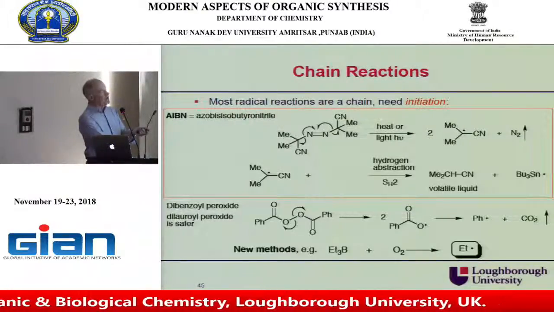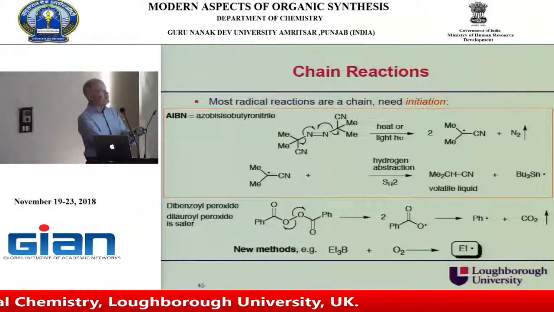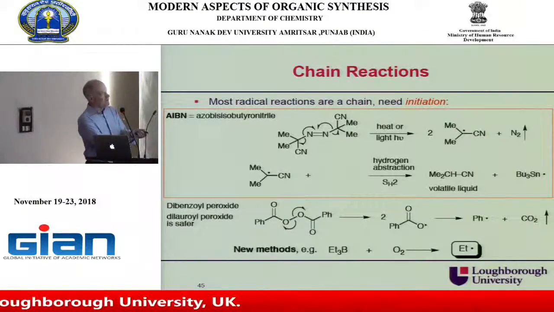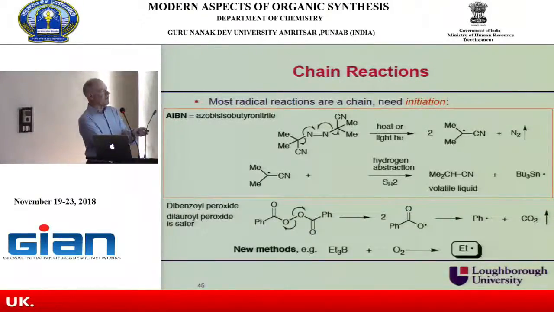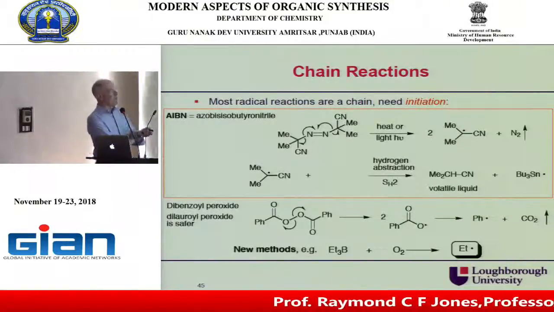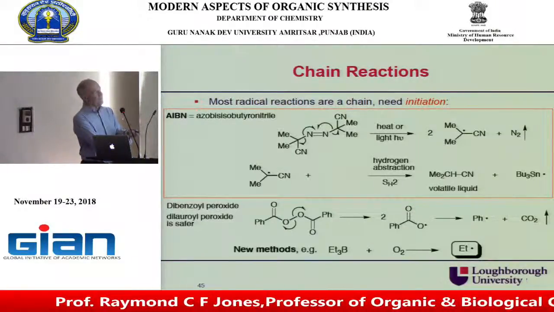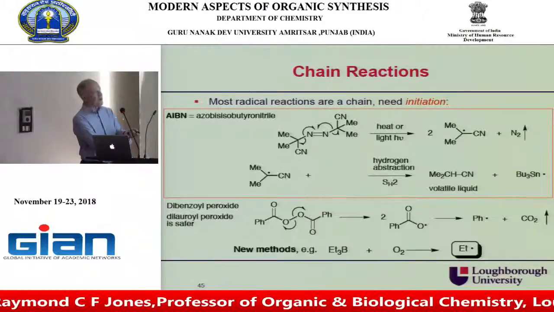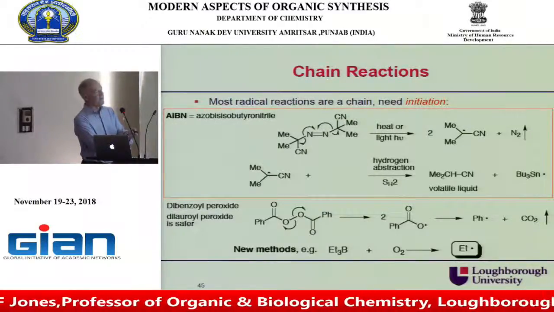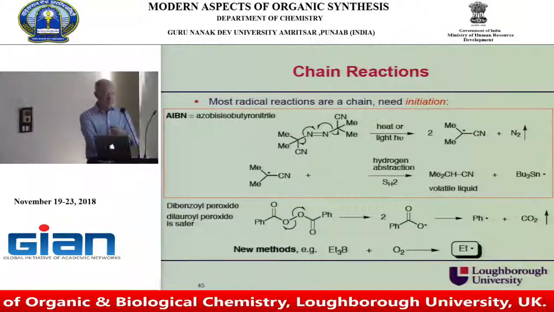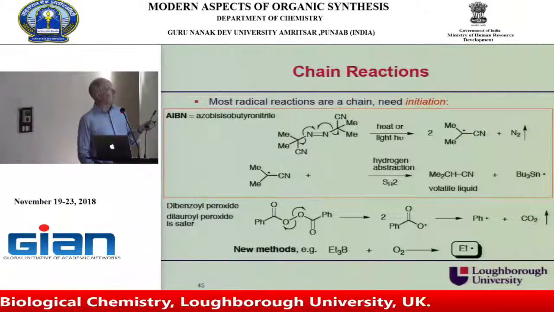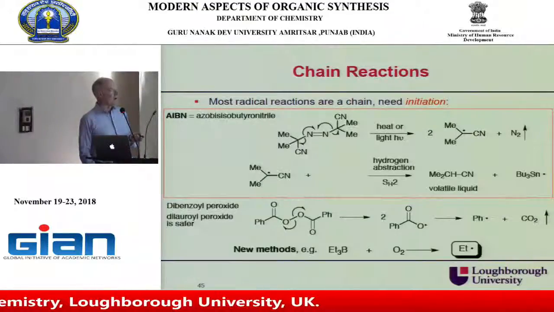This butyronitrile radical usually abstracts a hydrogen from something else. Something's gone wrong with the graphics here. There should be tributyl tin hydride, Bu3SnH, in here. I have no idea what happened to that. Some problem with the graphics on the computer. It produces the volatile liquid isobutyronitrile, and a tributyl tin radical is often what's actually being used in the reaction. So there's just a little bit of AIBN to get the reaction going.